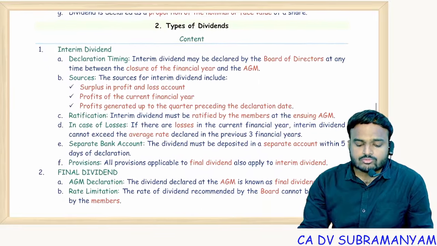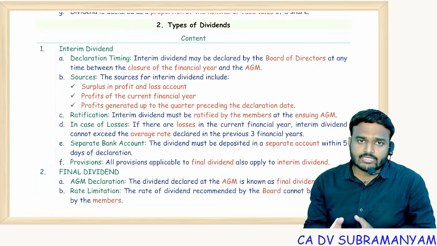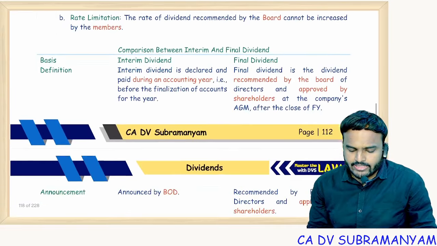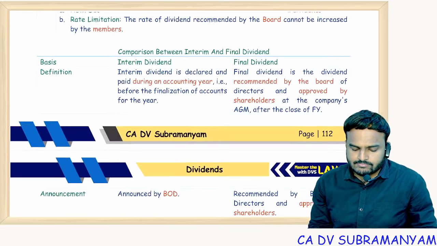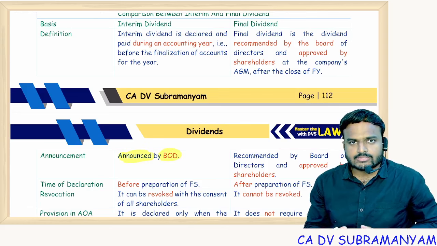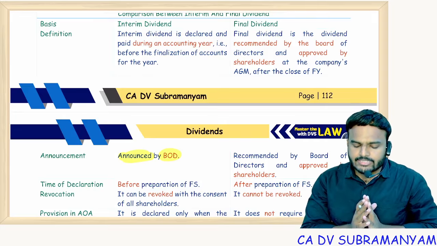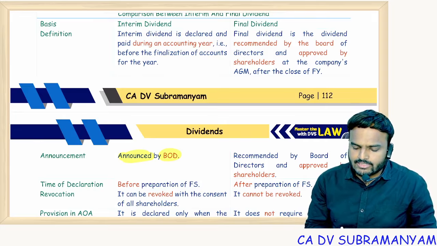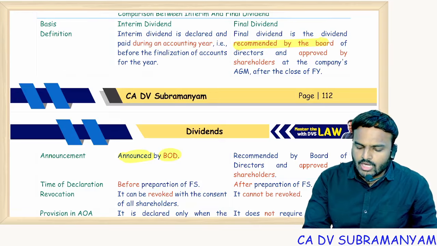See, we have two types of dividends: interim dividend and final dividend. What is the difference between interim dividend and final dividend? Interim dividend is recommended and announced by the board of directors. Declaration and recommendation, everything is taken care of by the board of directors, whereas final dividend is recommended by the board and approved by the shareholders at the AGM.